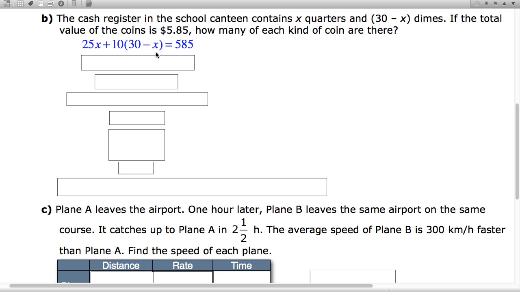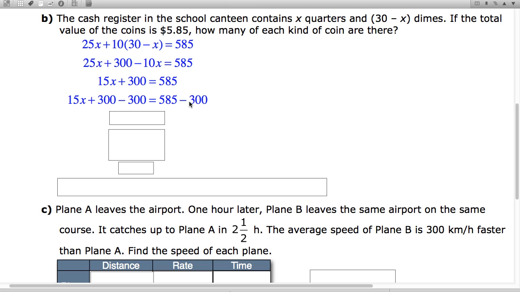Now we have to solve the equation. You can see we've got some brackets here, so we need to expand the brackets. So it's 25x plus 10 times 30 is 300. 10 times negative x is negative 10x. Now we can simplify. So 25x minus 10x gives us 15x. Notice the plus 300 is still there, and the other side of the equation is still there. We've got the variable term 15x on the left, so we want to have the constant term on the right. So that means we're going to subtract 300 from both sides of the equation. We end up with 285 on the right. Last, we're going to divide both sides by the coefficient of the variable, which is 15, and we end up with x equals 19.